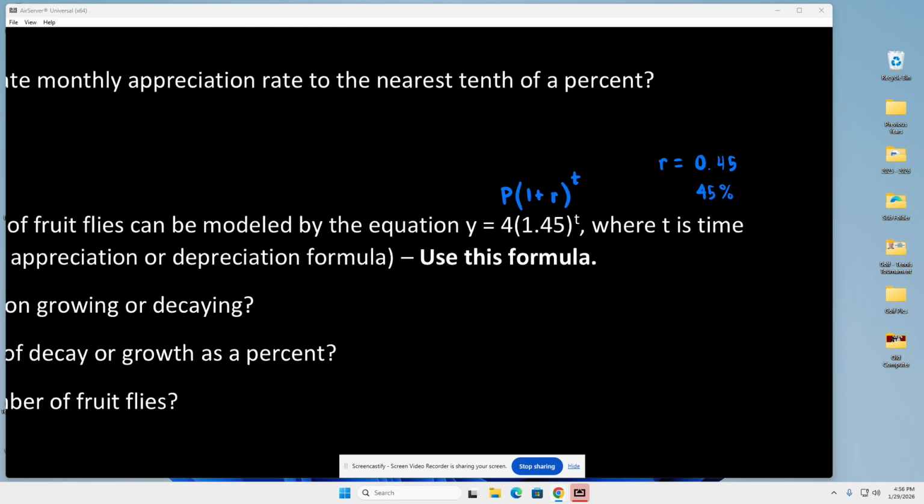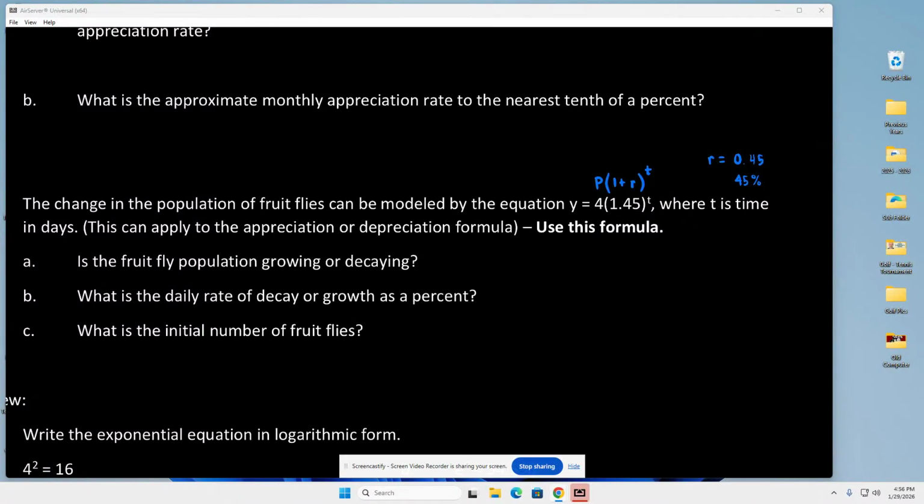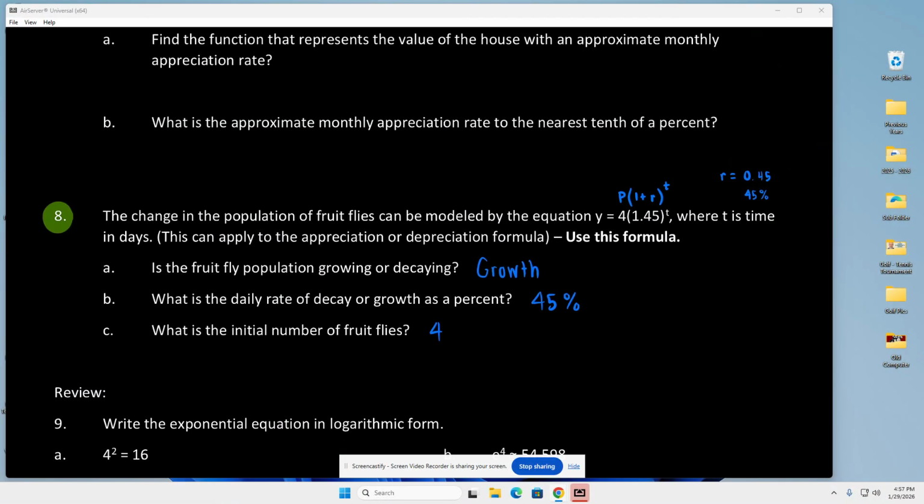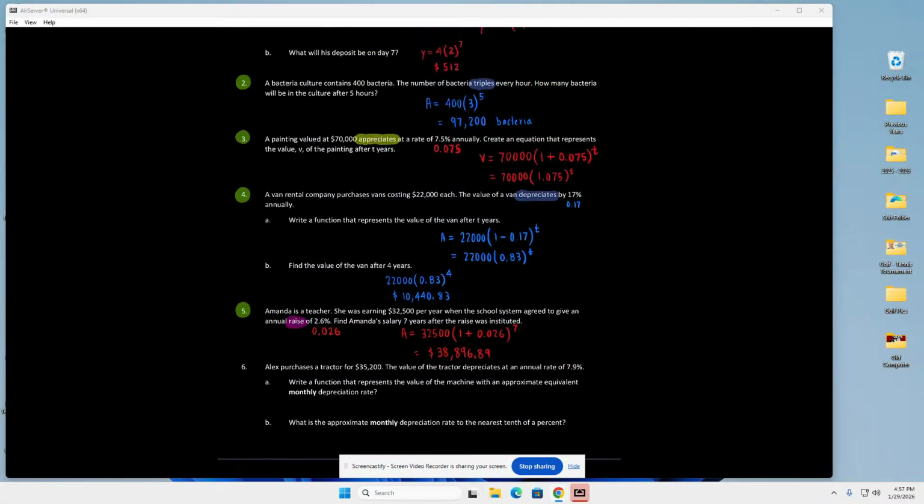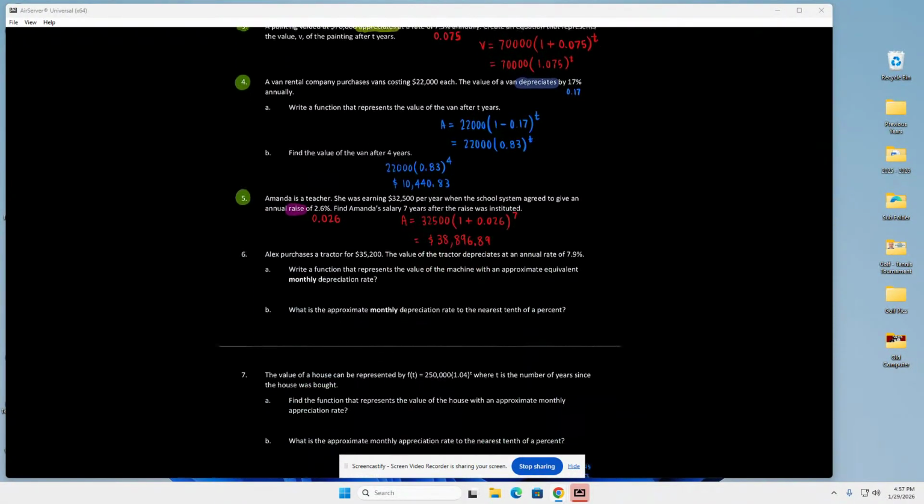So let's answer the questions it asked. Is this growing or decaying? Well, it's definitely growing. It's definitely appreciation. It's definitely growth. What is the rate that it's growing as a percent? Well, I showed you that too. It's definitely 45%. And what was the initial amount? Well, that's your p-value. That's your 4. So maybe that was a little harder for some, probably not necessarily for others, but you now have it. There shouldn't be really anything here that was difficult because it was all so similar to what we did yesterday in class. So hopefully you got all that written down.